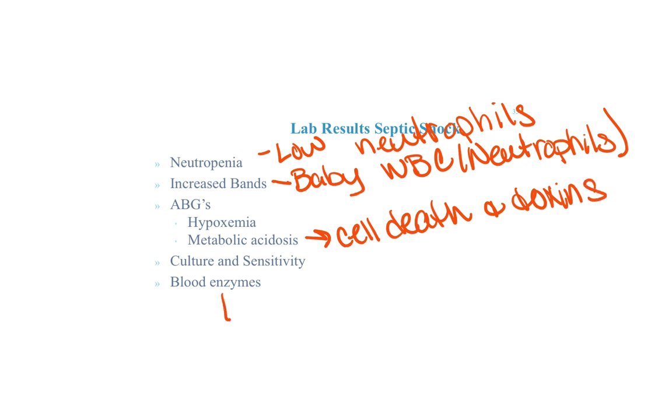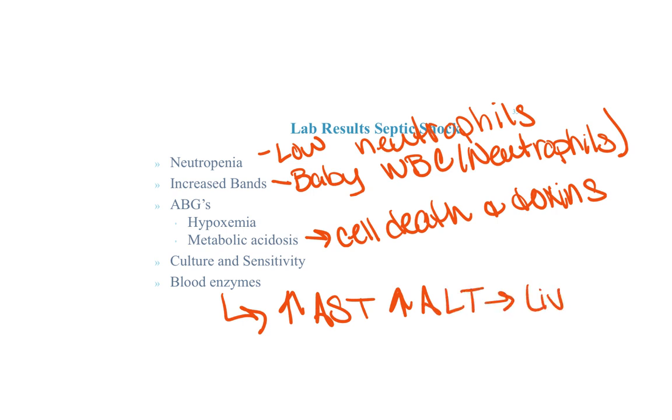We're going to get blood enzymes. So you're going to see an increase in AST and ALT, which are both for the liver. You're going to see an increase in BUN as well. And that's going to tell us that our liver and our kidneys are now going towards organ failure. So we have organ involvement. So make sure that you know what kind of test results you would see for septic shock.